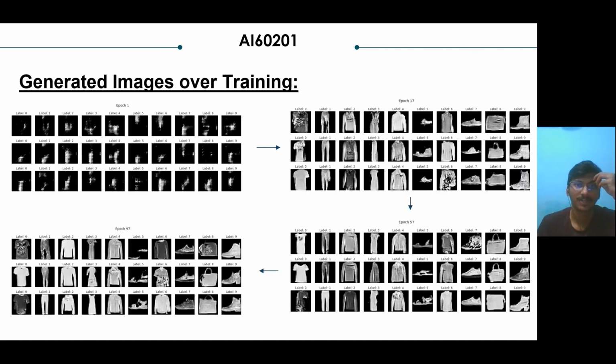These are some of the generated images over training. All the images that are generated are conditioned on the corresponding label. In epoch one it started generating some random images, and over the training it is able to generate more realistic images. This is the final image at the 97th epoch. We trained for 100 epochs. This is almost at the last training step.